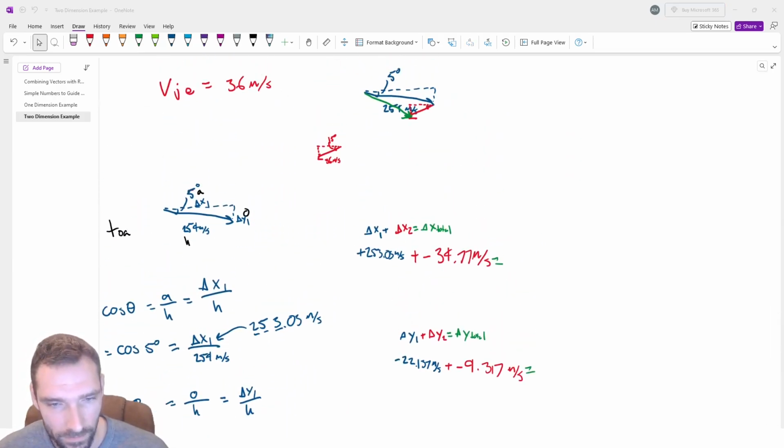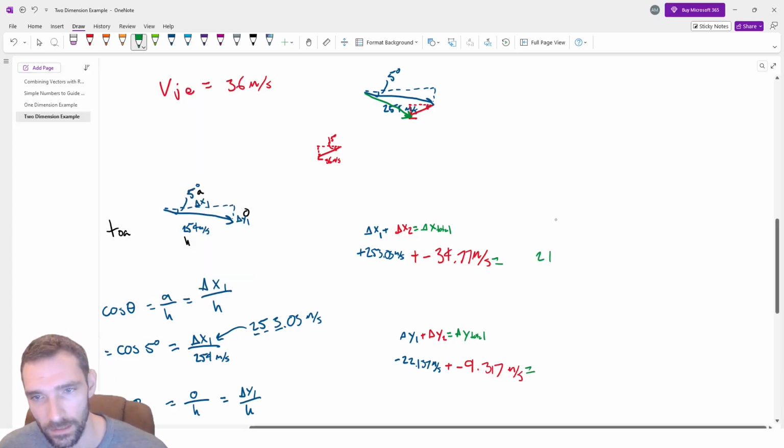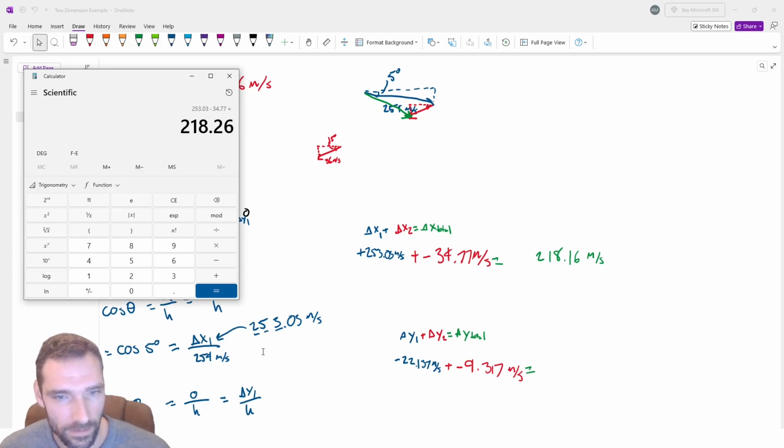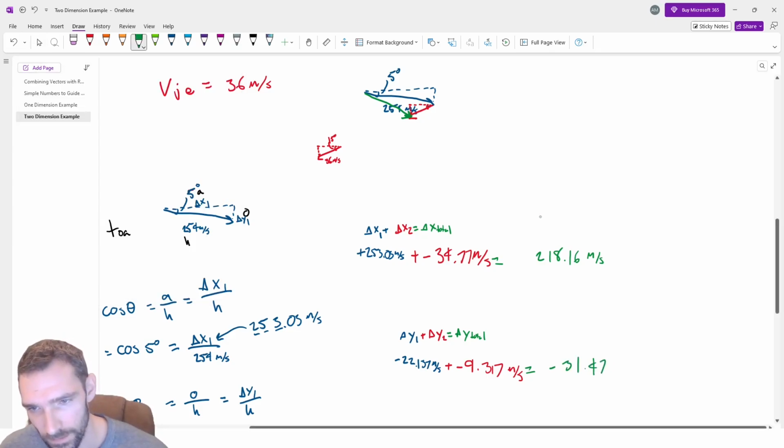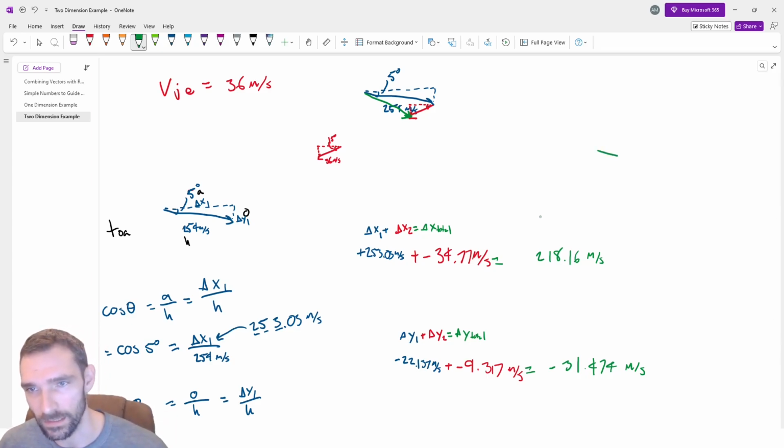So we've got 253.03 minus 34.77. Okay, I'm getting 218.16 meters per second. And when we do the y's, we've got negative numbers. They're both negative, so I'm just going to add them up. So this is a negative 31.474 meters per second. So we have x and y components for this green line right now.